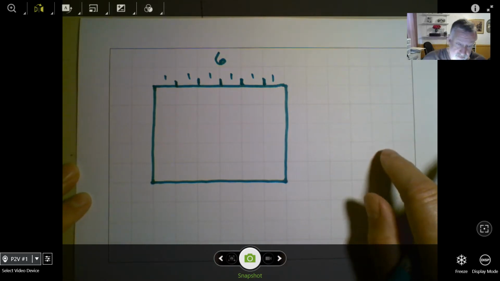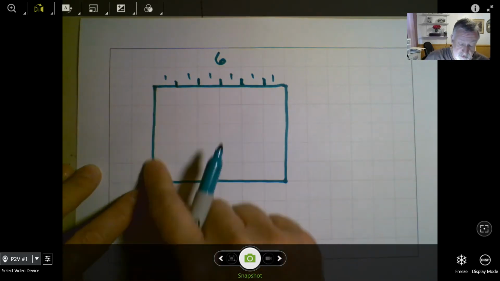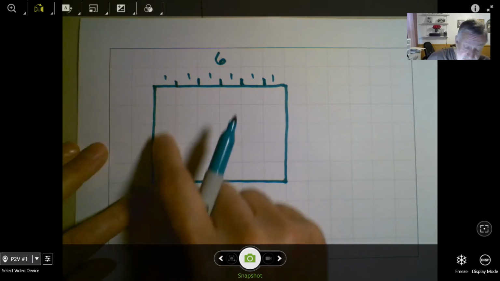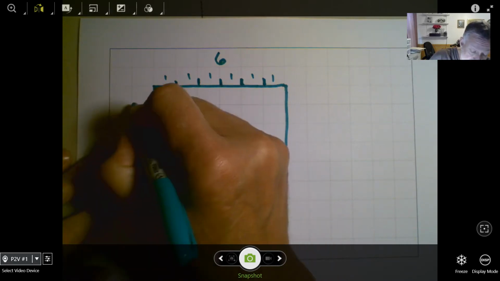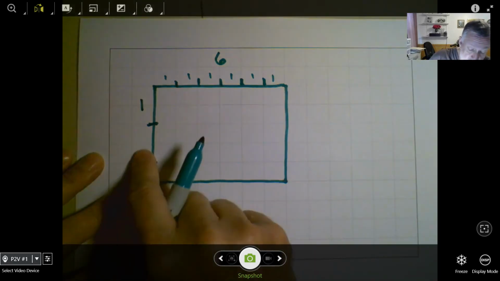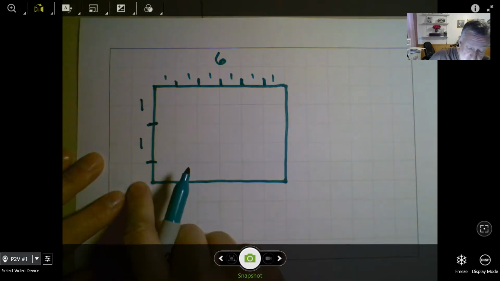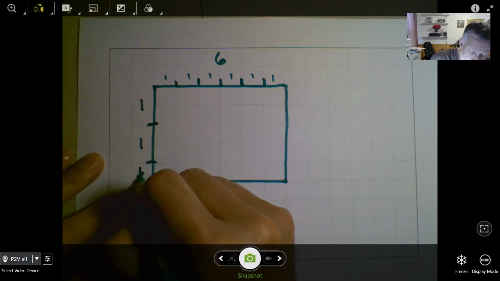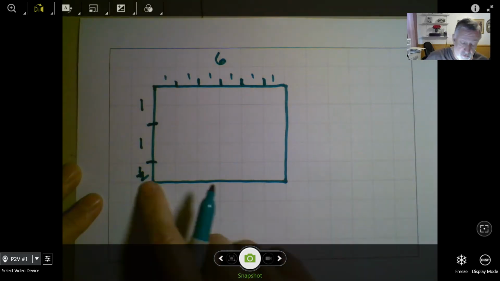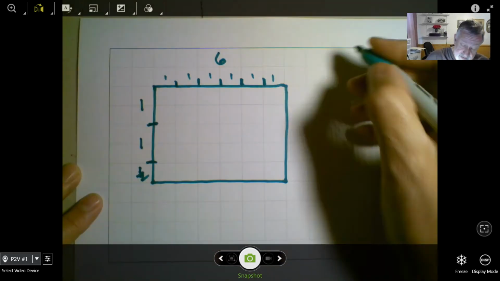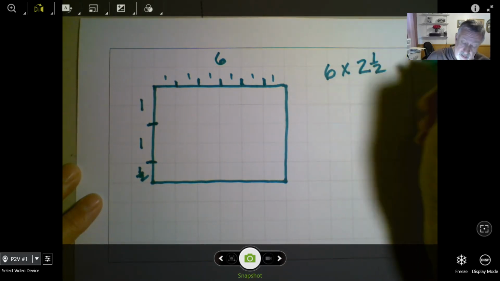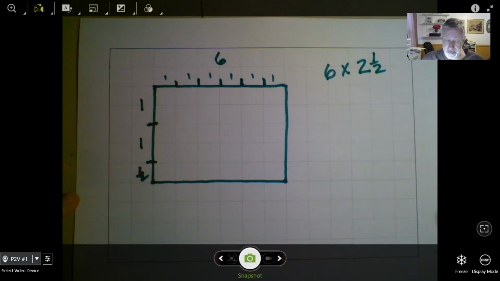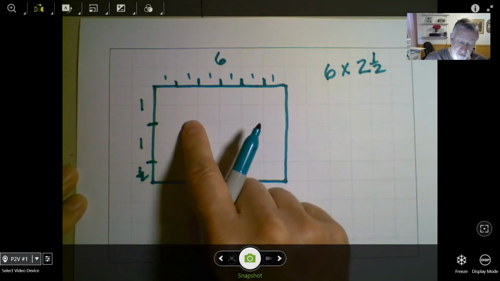Going down, we are going to say that each one of these represents a half unit. Okay, so to make a whole, it takes 2. And we have 1 whole here, and we have 1 whole here, but here we have another half. Okay, so our total dimension is 6 by 2 and 1/2.